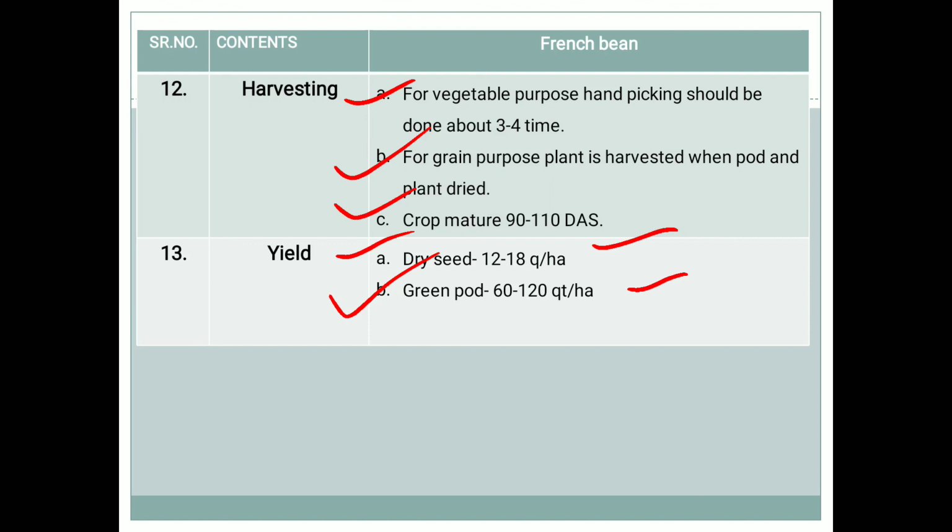The package of practices of other pulse crops, that means cowpea and pea, compared to French bean is nearly the same. Okay, this is all about French bean.